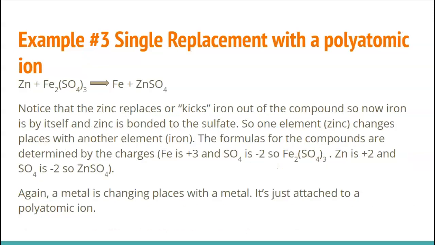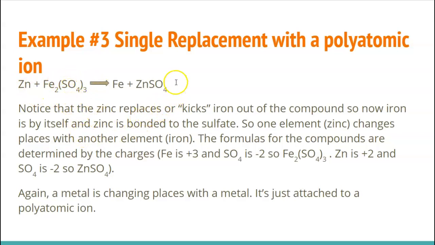Here's another example. This time we're using a polyatomic ion. Sometimes people freak out when they start seeing extra letters and symbols. Don't get freaked out. It is the exact same thing. So here we have a metal by itself, which means it's going to be looking for a metal that's in a compound. So just because this huge thing is big and long, don't get freaked out. All this means is the zinc and the iron are going to change places, and now iron's going to be by itself, and the zinc is going to be buddied up with this SO4.